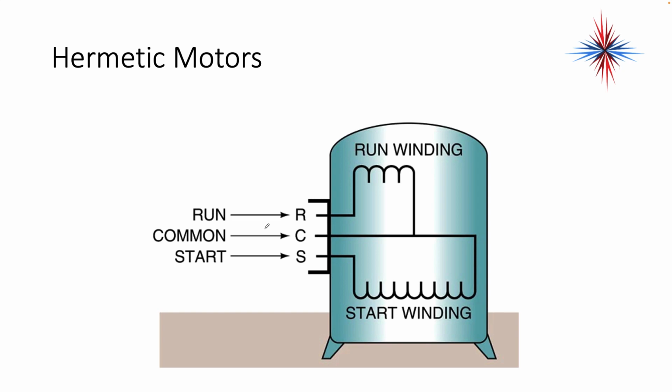This is an example of a hermetic motor. Okay, you have run, start, and common outside the compressor. There's a seal in this area here that seals the refrigerant into the unit. It's airtight under very high pressures, and all you have access to are the 3 terminals on the outside of the compressor.